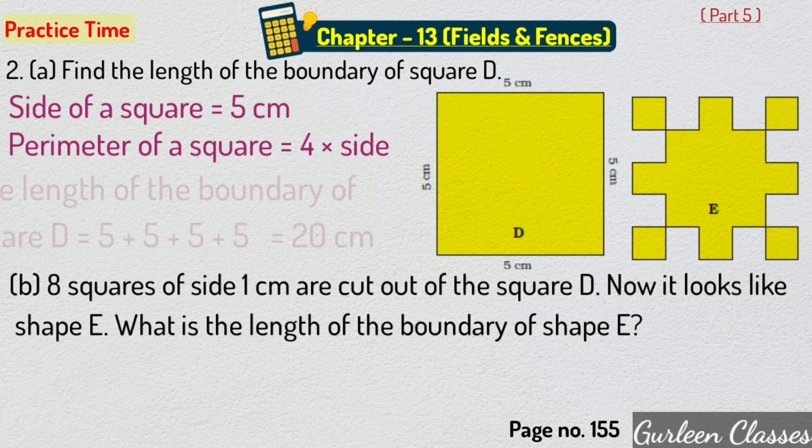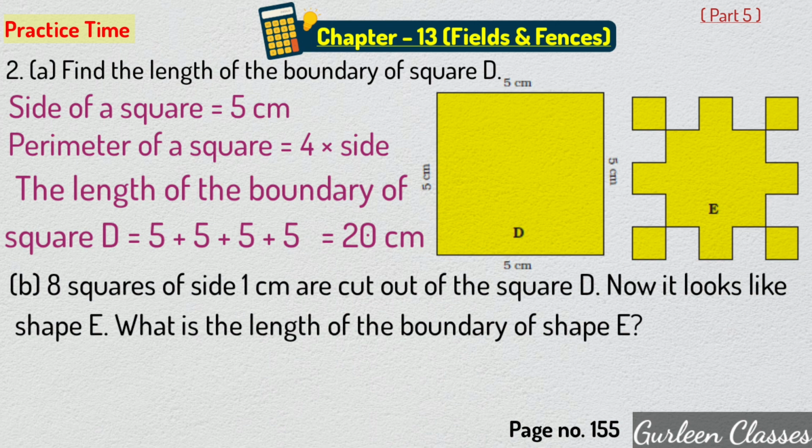So right here the length of the boundary of square D is equal to 4 times 5, that is equal to 20 centimeter, or you can multiply 5 into 4, that is 20. B part, 8 squares of side 1 centimeter are cut out of square D. Now it looks like shape E.